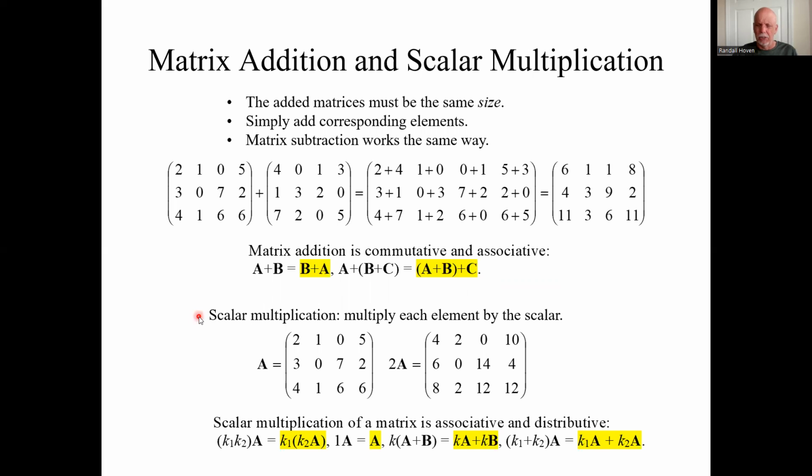Scalar multiplication is also easy. If I put a little scalar in front of the matrix, it means multiply every element in that matrix by that scalar. So if this is A, 2A is going to be 4, 2, 0, 10, etc. Multiply everything by that scalar. Scalar multiplication is also associative.